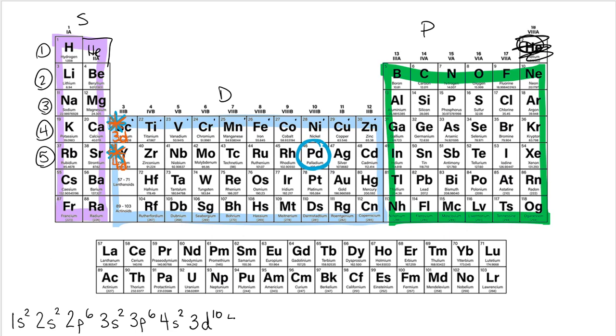Then we're back on track. 4p6 gets us to krypton. 5s2 gets us over to strontium. 4d, 1, 2, 3, 4, 5, 6, 7, 8 gets us to palladium. So 1s2, 2s2, 2p6, 3s2, 3p6, 4s2, 3d10, 4p6, 5s2, 4d8. The d's are out of order. Be careful.